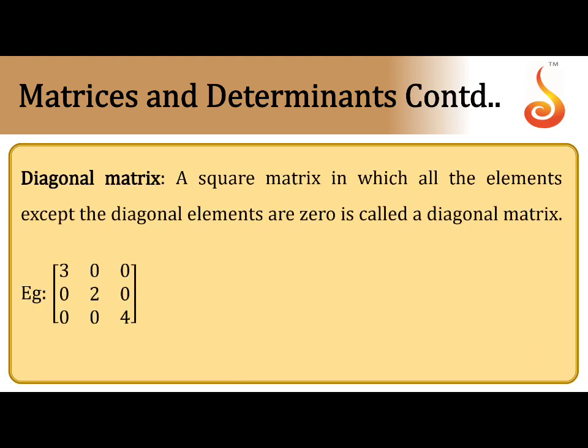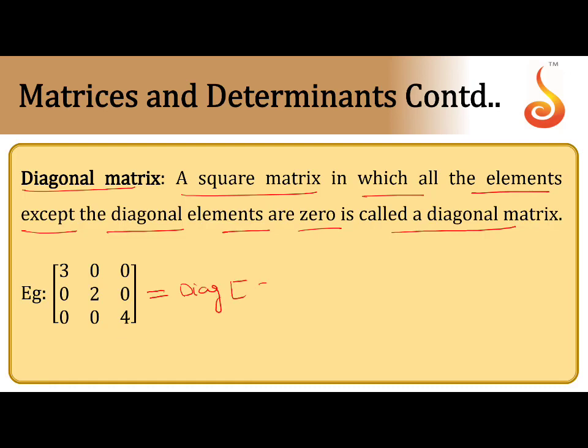What is a diagonal matrix? A square matrix in which all the elements except the diagonal elements, that is the principal diagonal elements, are 0 is called a diagonal matrix. This can also be written as diag(3, 2, 4). So how many elements? These are the diagonal elements. There are 3 elements.